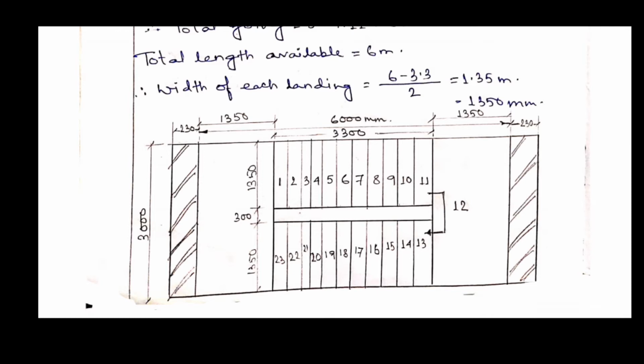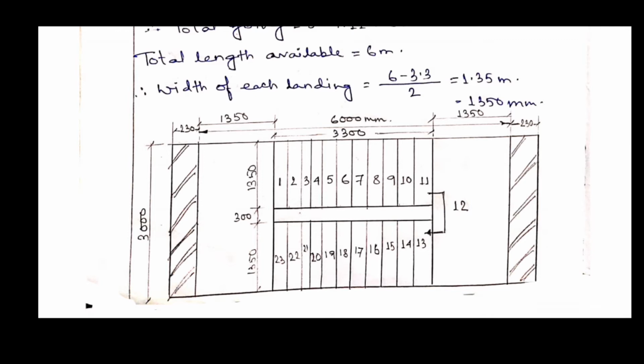Now run is 3300 mm and total number of treads per flight is 11. So this is marked here 1 2 3 4 5 6 7 8 9 10 11. The 12th is the landing, the mid landing. After that 13 14 15 16 17 18 19 20 21 22 23. After that the floor.